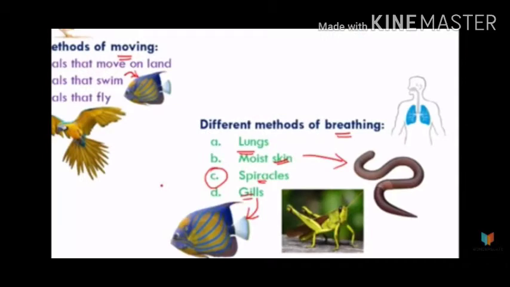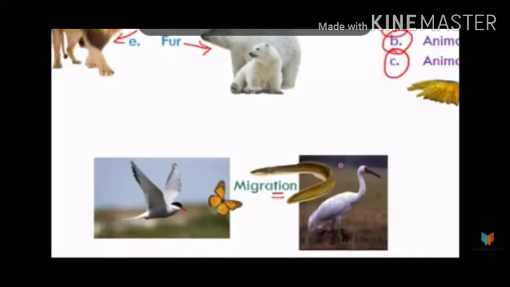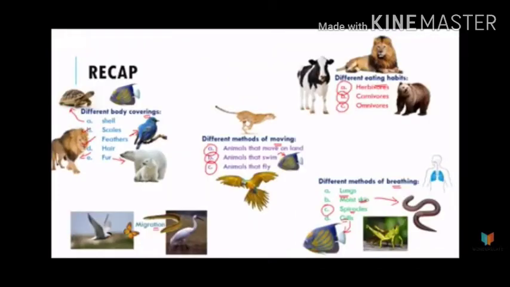We learned different methods of breathing. In that we saw lungs, moist skin, spiracles, gills, along with their examples. You have to revise it, children. At last we have learned migration. What is migration and how birds or animals migrate from one place to another in search of food, shelter, or escape from their enemies. So these are all about animal life, part first and part second.